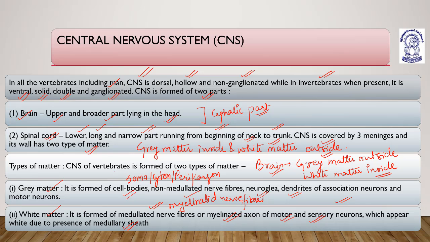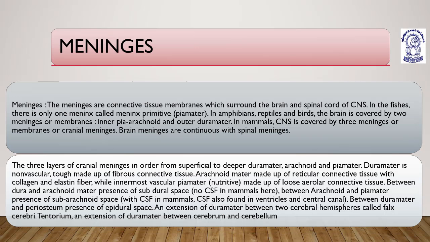Next slide. Meninges. The meninges are the connective tissue membranes which surround the brain and spinal cord of the central nervous system. In fishes, there is only one meninx, called meninx primitiva or pia mater. In amphibians, reptiles and birds, the brain is covered by two meninges: the inner pia arachnoid and the outer dura mater. The inner one consists of pia mater and arachnoid, and the outer is dura mater.